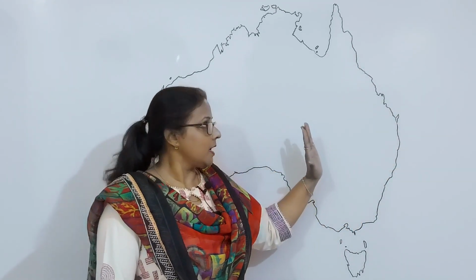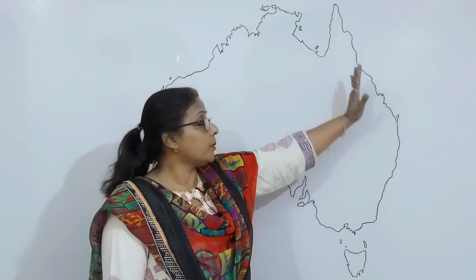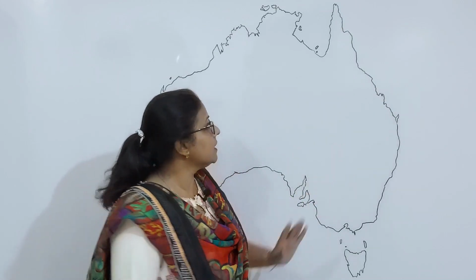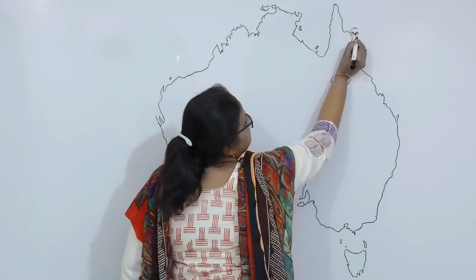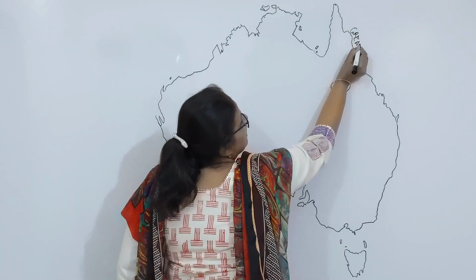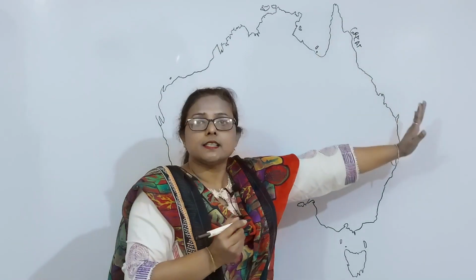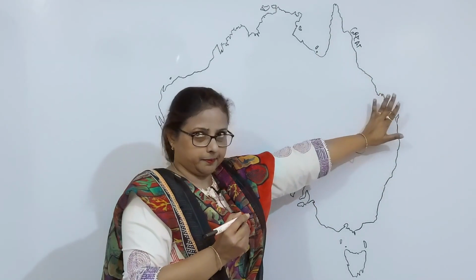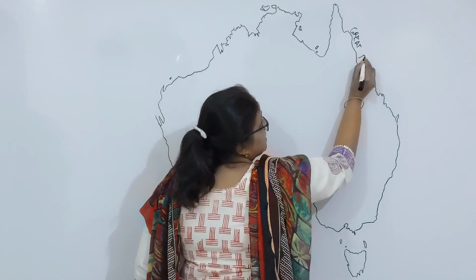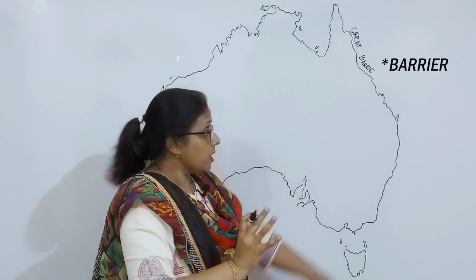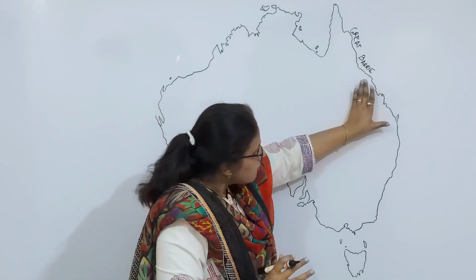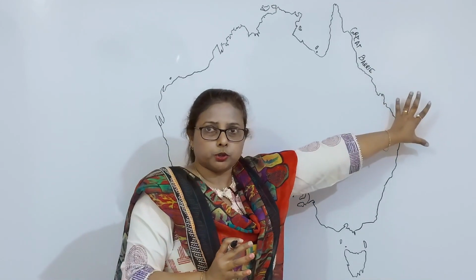So let us start from the eastern part of Australia. Now in the east, the most important landform over here is the Great Barrier Reef. This Great Barrier Reef is found in the northeastern part of Australia. The Great Barrier Reef consists of coral reefs which are extending further towards the Pacific Ocean over here.